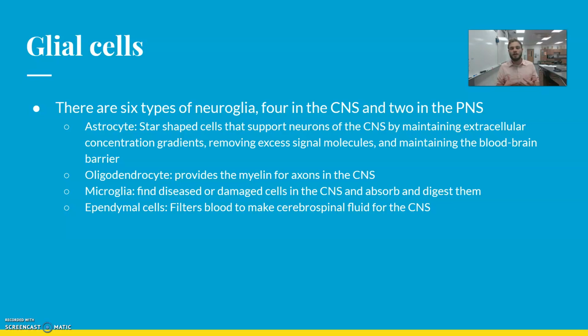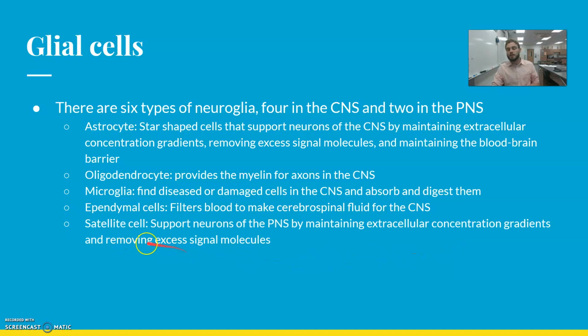So again, you don't want any sort of extra or unwanted fluids around your brain or around your spinal cord. So your ependymal cells are going to filter your blood and only allow things through that your central nervous system needs.